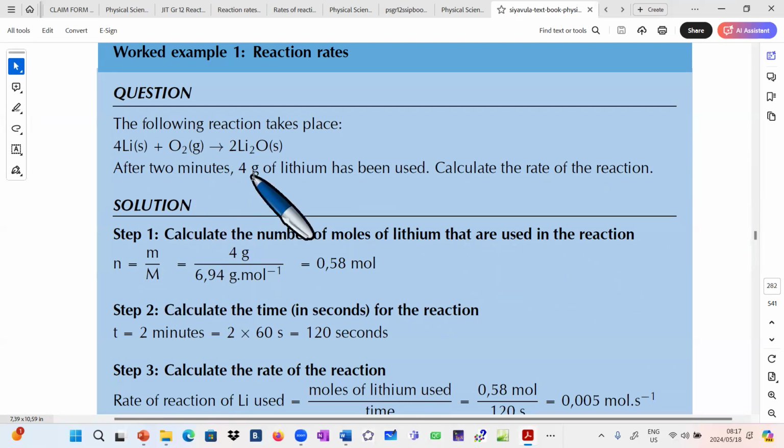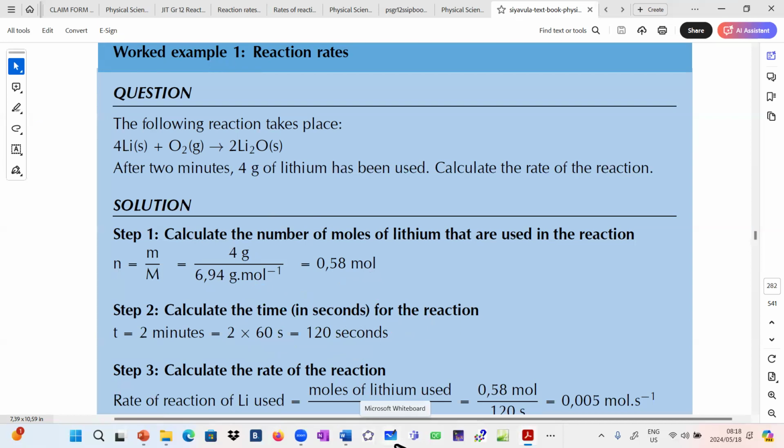Because we're given the mass of lithium, the number of moles is mass over molar mass. So we have the 4 grams, which is the mass of lithium, and we divide that by the molar mass. The mass is 4 grams. The molar mass of lithium from the periodic table of the elements is 6.94 grams per mole. If we divide 4 by 6.94 using a calculator, we get 0.58 moles.